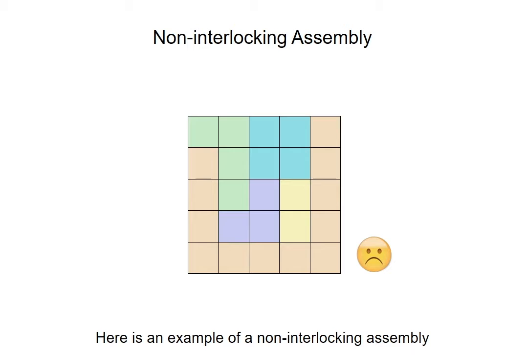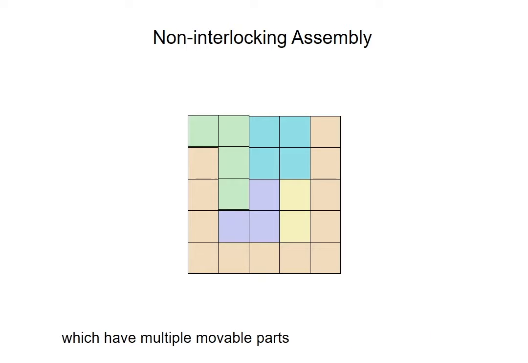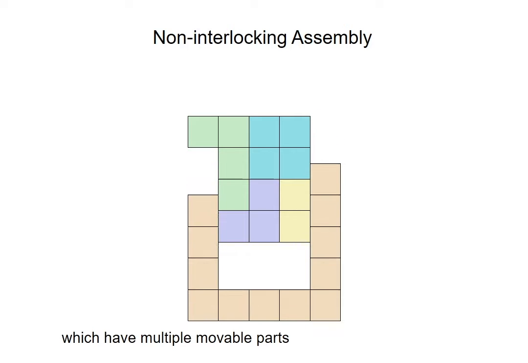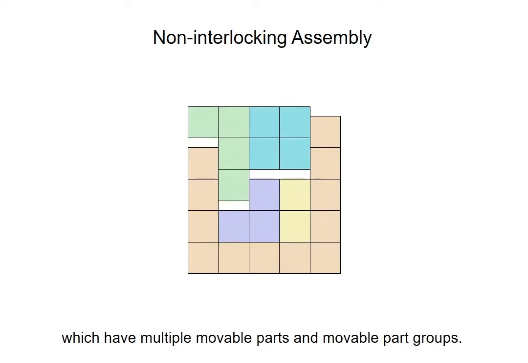Here is an example of a non-interlocking assembly, which has multiple movable parts and movable part groups.